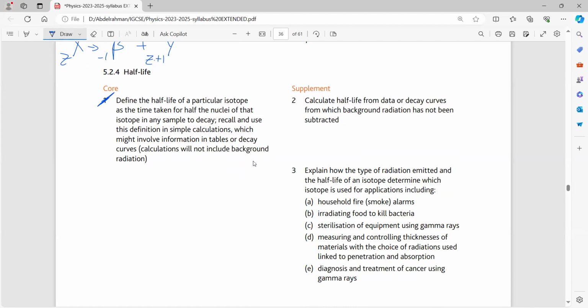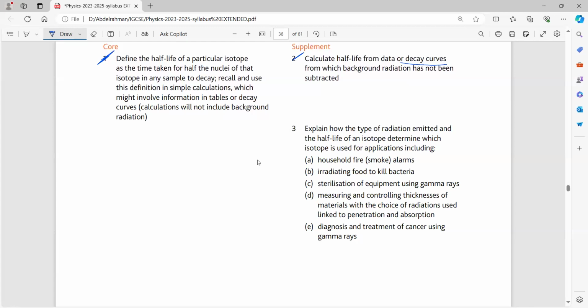I can calculate the half-life from a decay curve with or without the background radiation. If I calculate it without the background radiation, what will I do? For example, if this was 8,000 counts per minute, to find the half-life, I divide 8,000 by 2, which is 4,000. Using the 4,000, draw a horizontal line and then a vertical line, and then take the time. This is the time taken, for example, 7 hours. So the half-life is 7 hours.